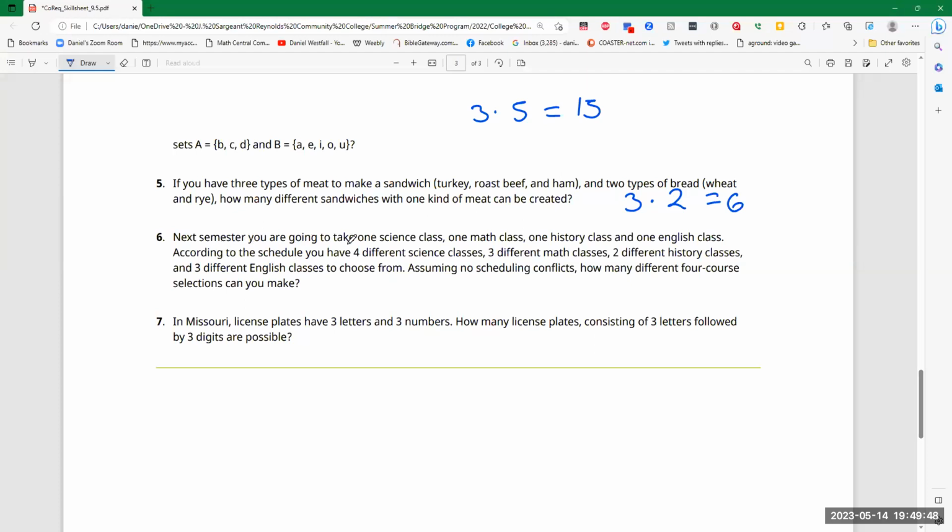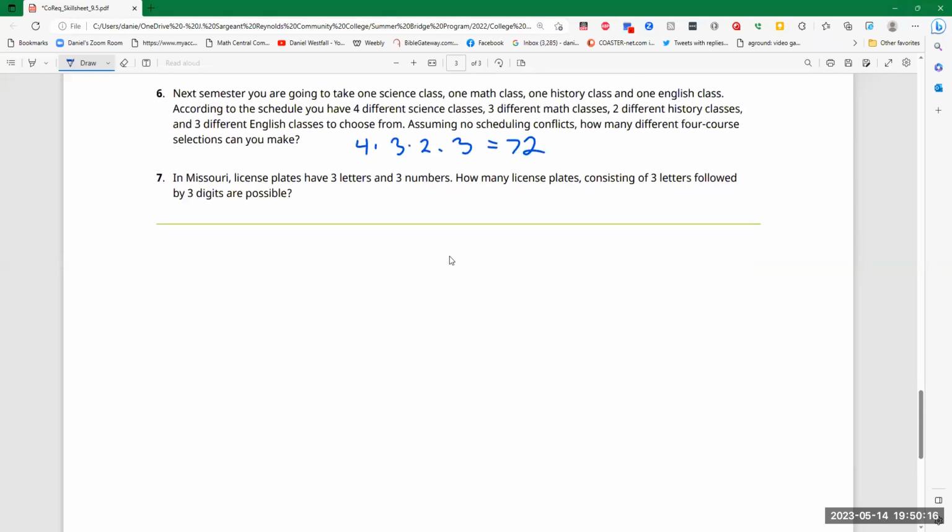Next semester, you're going to take 1 science class, 1 math class, 1 history, and 1 English class. According to the schedule, you have 4 science class options, 3 math class options, 2 history class options, 3 English class options, assuming no schedule conflicts. How many different 4 course selections can you make? 12 times 2 is 24, times 3 is 72.